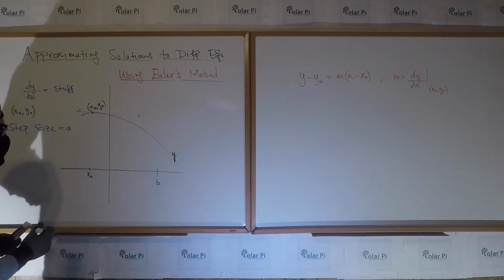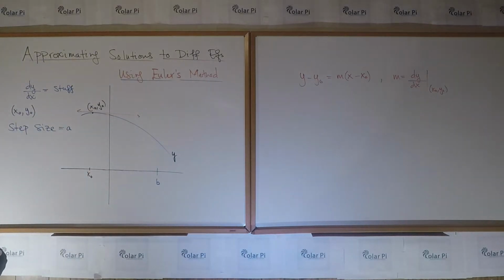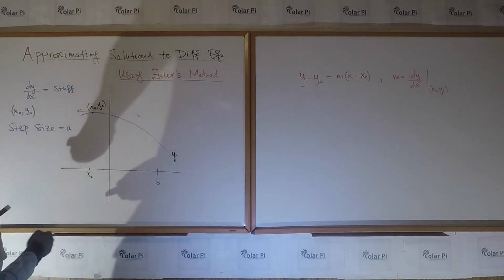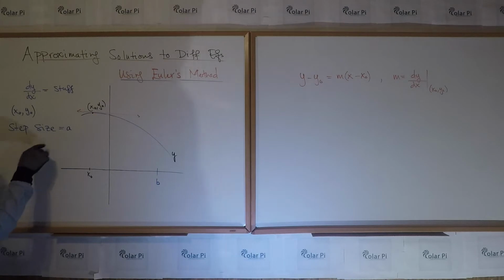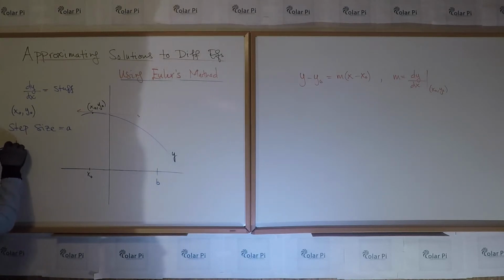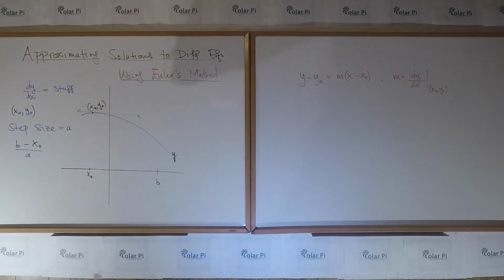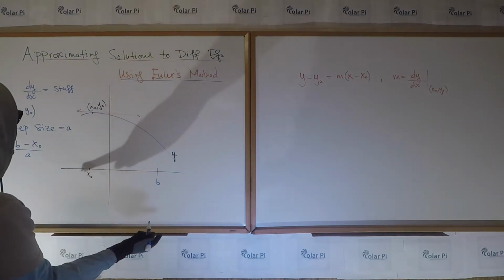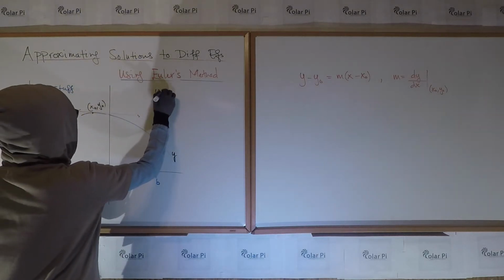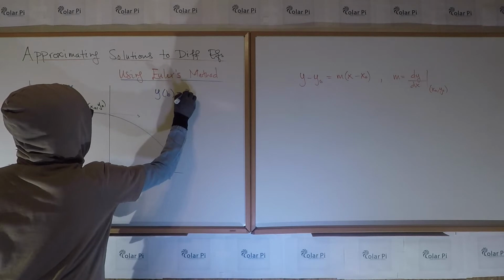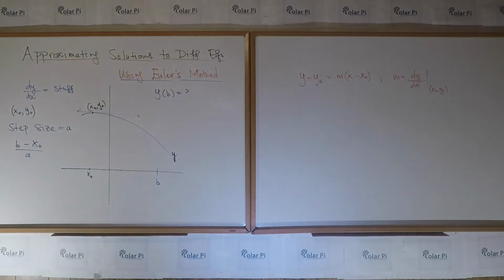The number of steps we take to get to b is going to clearly depend on our step size. It's going to be b minus x0, divided by a. This is how many steps will be required to estimate y of b, and that's what we're after. Clearly, we're trying to estimate y of b. So the question here is, what is y of b? That's the goal.